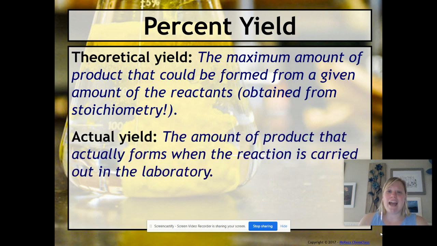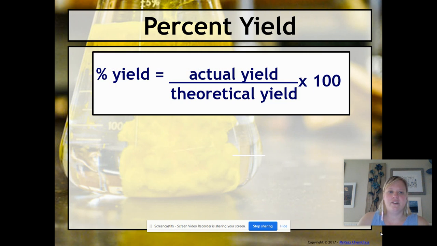Now we're going to start looking at what the actual yield is. So what is the amount of product that actually forms when the reaction is carried out in a laboratory? A key in these problems is you're going to have multiple things in your prompt, and you're going to have to be able to pull out multiple pieces of information, and we'll talk about some words that will help you identify when they're asking for actual yield or percent yield instead of just the theoretical yield.